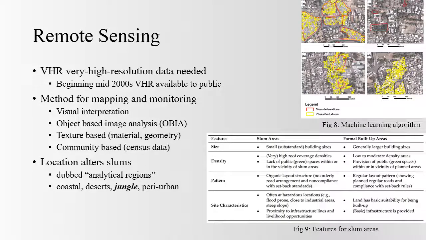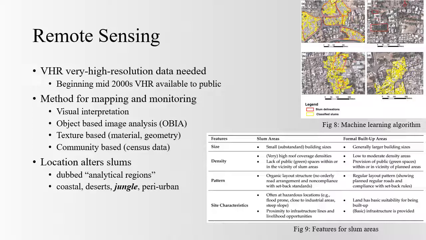And so we have an actual mixture of VHR and HR resolution data that is needed or is being used for mapping of these social problems. Beginning in the 2000s, they started becoming available to the public. A lot of this is going to be for purchase, though, which then reduces the amount of studies that are being done.